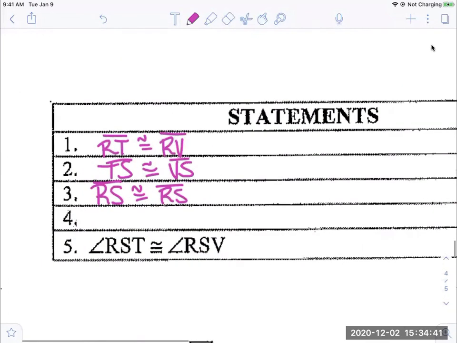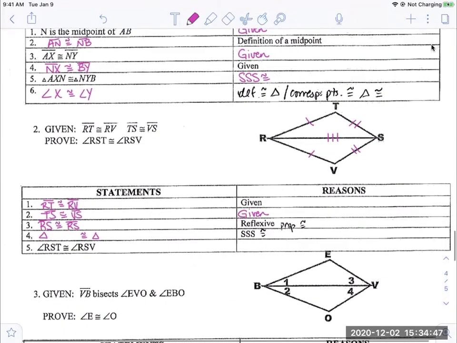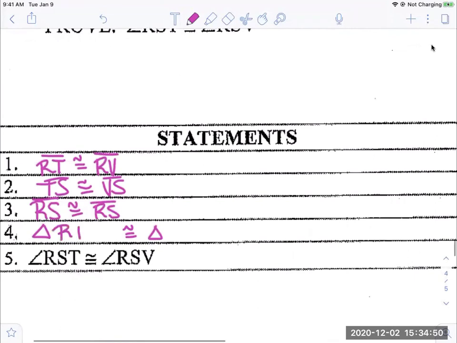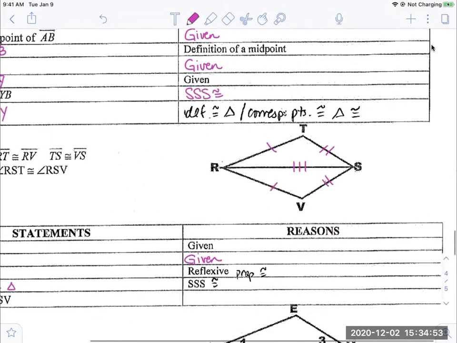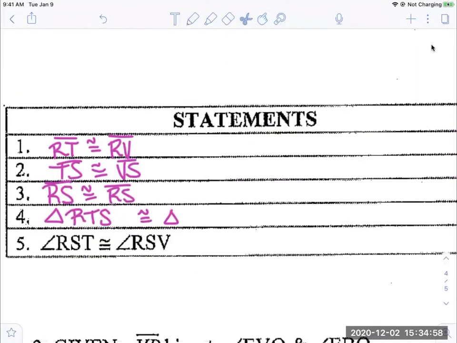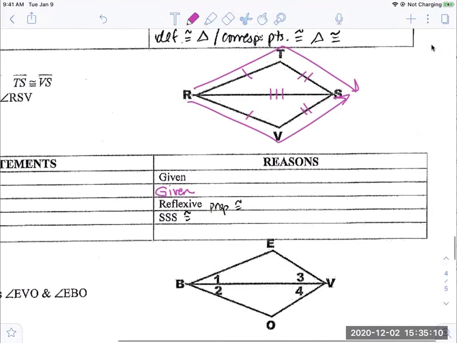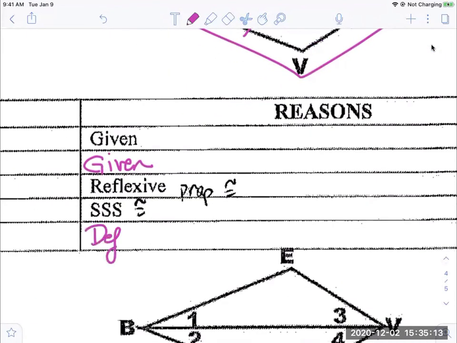Okay. Triangles are congruent by side, side, side. Let's make sure we get the order correct. So something like RTS is congruent to RVS. And you can have any order for the first one, but the second one has to match the order of the first one. And then again, once you prove the triangles are congruent, you can say the pieces are congruent by definition of congruent triangles, or corresponding parts of congruent triangles are congruent.